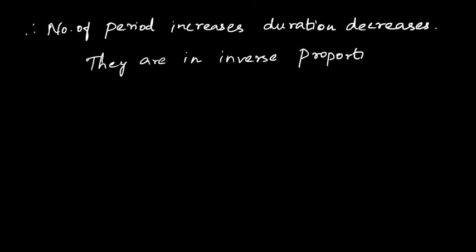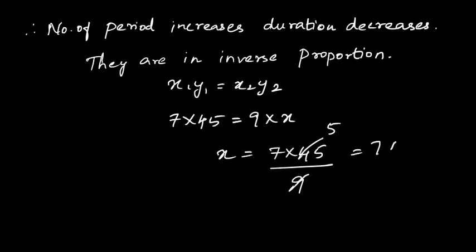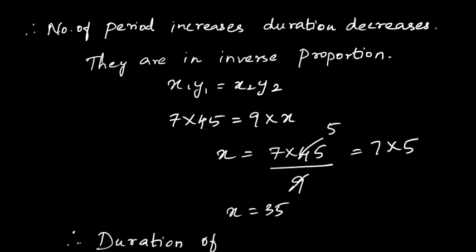And for inverse proportion, we have x1 y1 is equal to x2 y2. Substitute the values. 7 into 45 is equal to 9 into x. So from this, x value is equal to 7 into 45 divided by 9. You can cancel 9 and 45, you get 5. Next step, 7 multiplied by 5. So x value is 35. Therefore, duration of each period is 35 minutes.